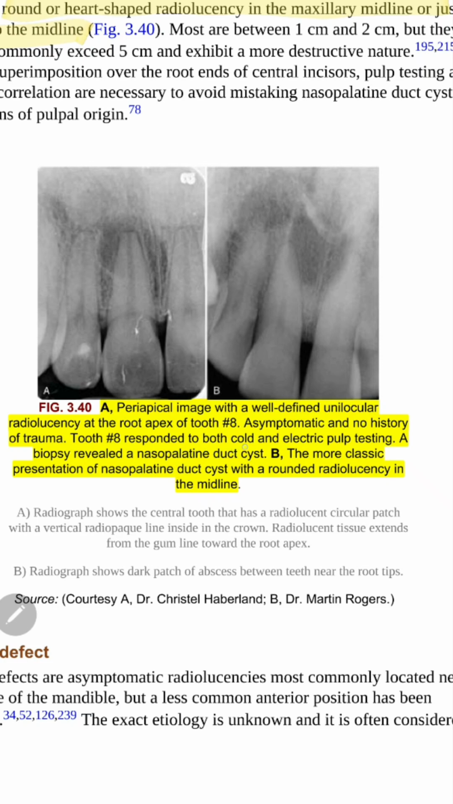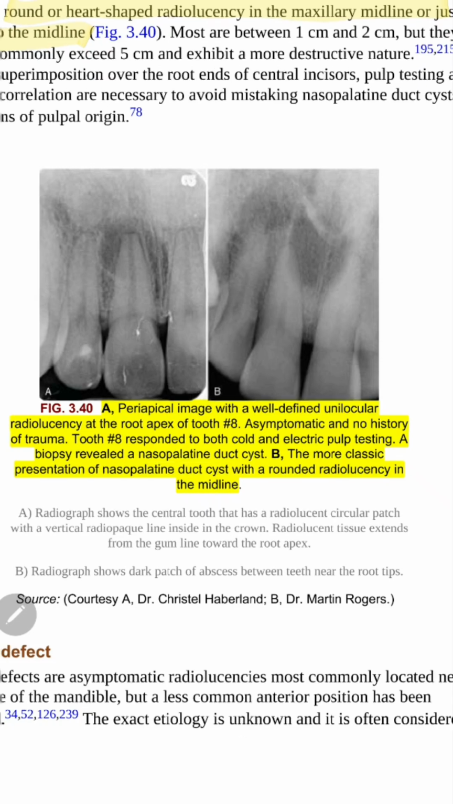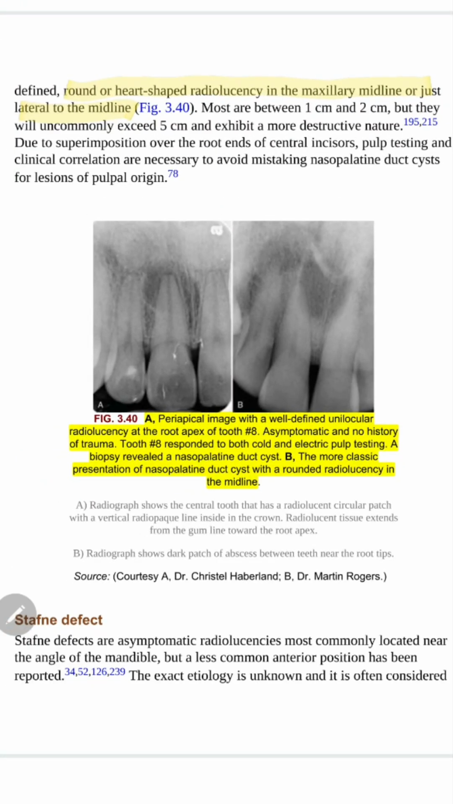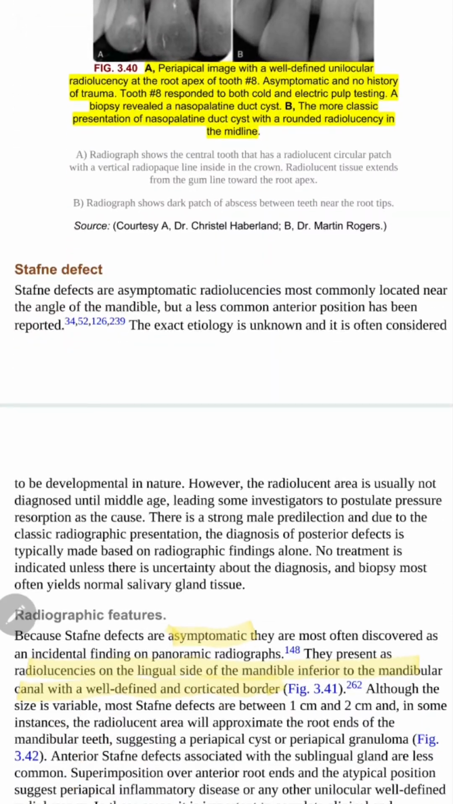It responded to both cold and electric pulp testing. A biopsy revealed that it was a nasopalatine duct cyst, and it has the rounded radiolucency in the midline.